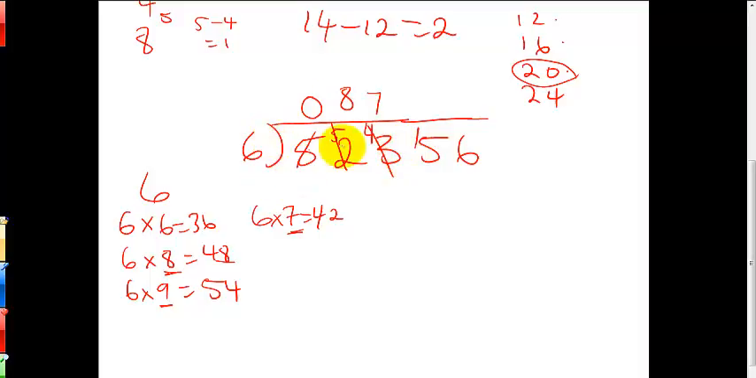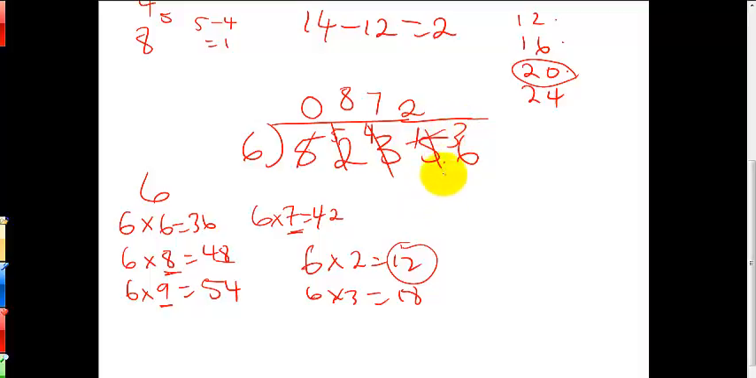How many times does 6 go into 15? 6 times 2 is 12. 6 times 3 is 18. So it must go in twice, with the remainder of, what's 15 take away 12? 3. How many times does 6 go into 36? Well, that's easy. That's right there. 6 goes into 36 6 times.